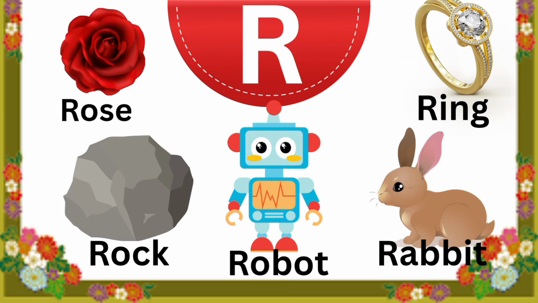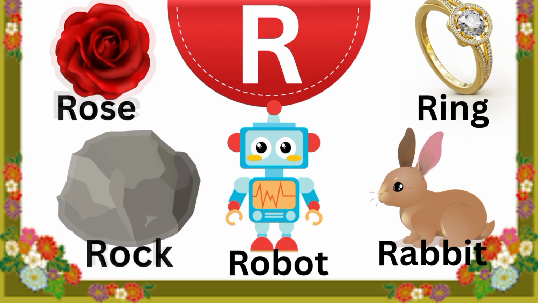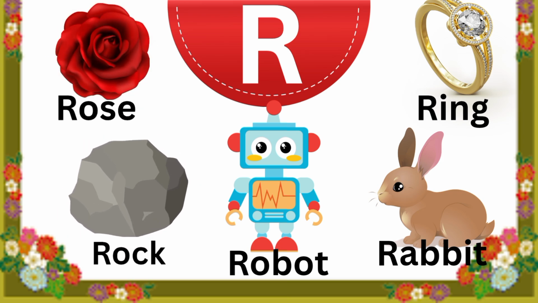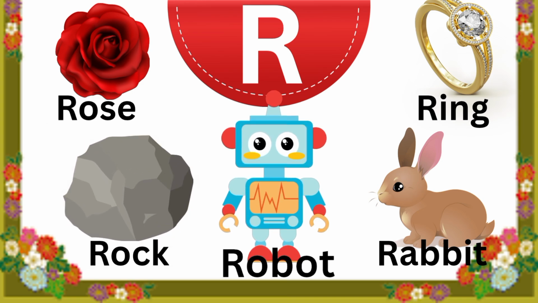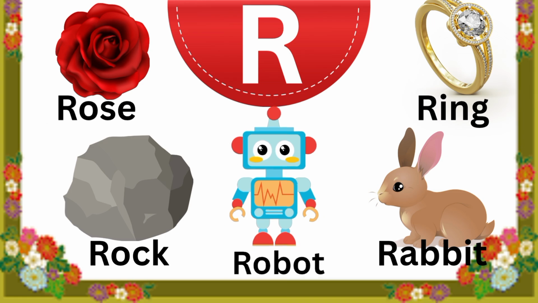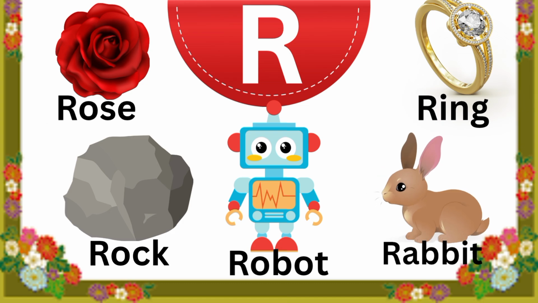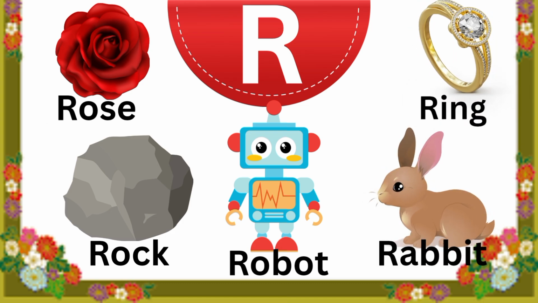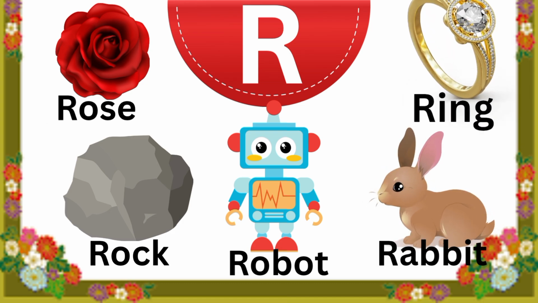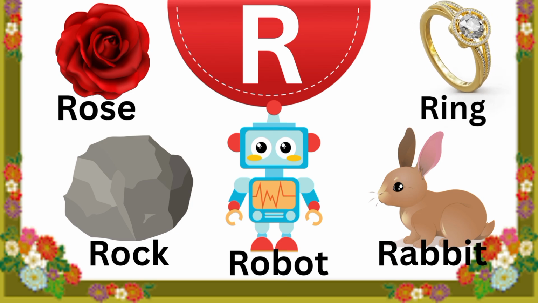R is for rose, rose. R is for rock, rock. R is for robot, robot. R is for rabbit, rabbit. R is for ring, ring.